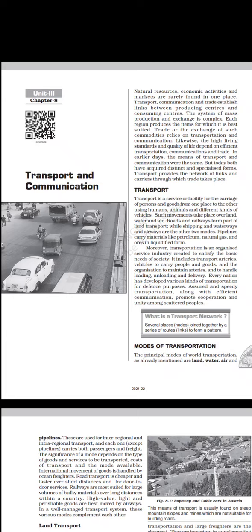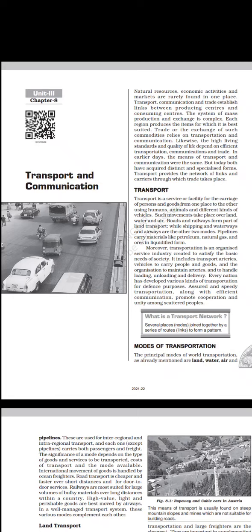In earlier days, the means of transport and communication were the same, but today both have acquired distinct and specialized forms. Transport provides the network of links and carriers through which trade takes place. Transport is a service or facility for the carriage of persons and goods from one place to another using humans, animals, and different kinds of vehicles. Such movements take place over land, water, and air.